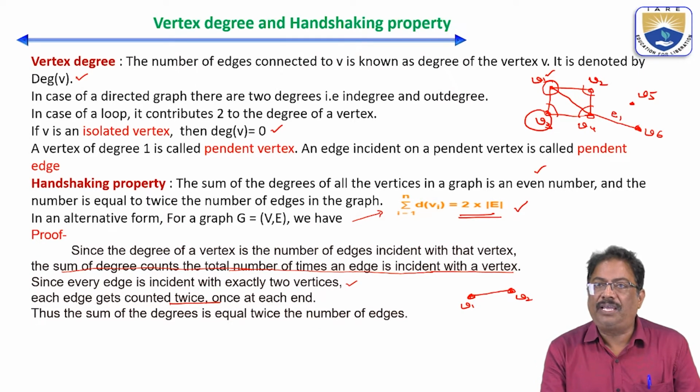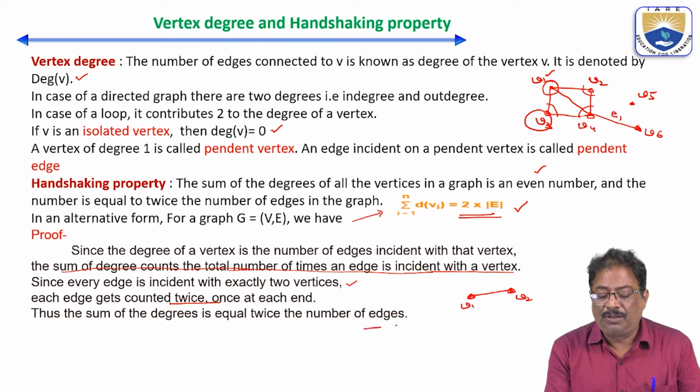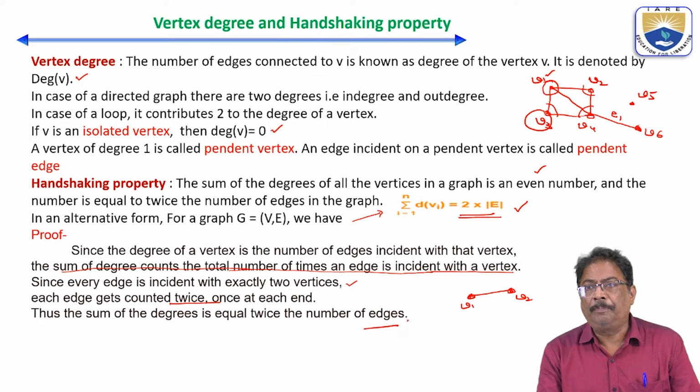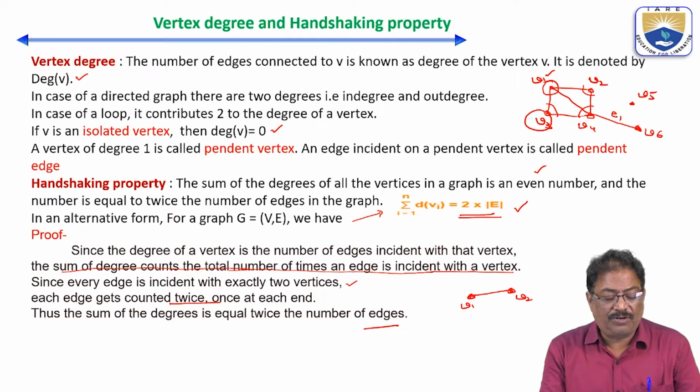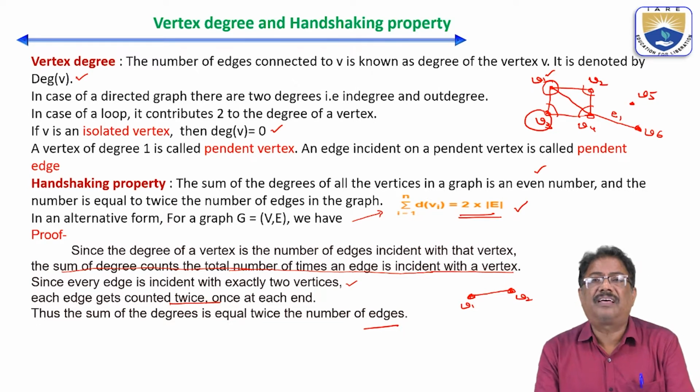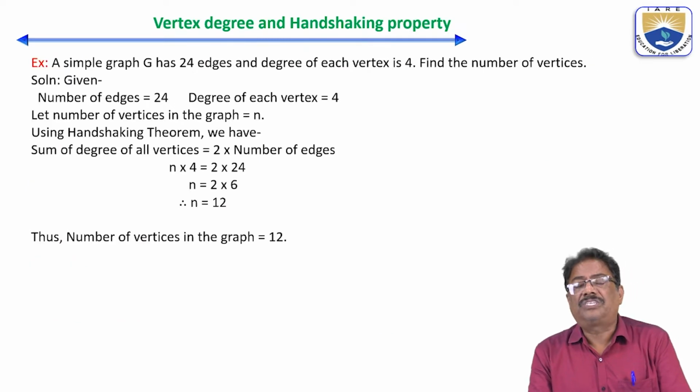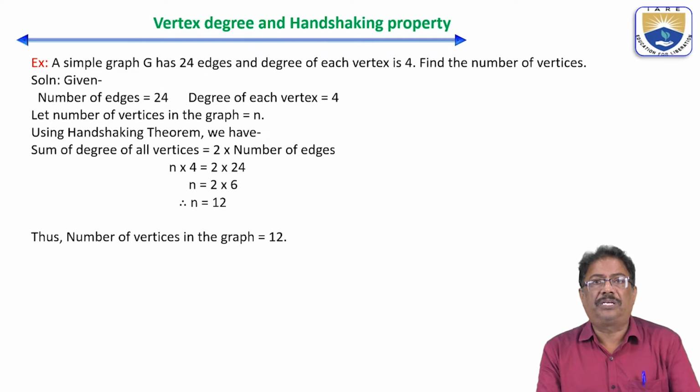Subsequently, we can get only the even number. So that's what we are going to say. This is one simple property that is known as the handshaking property. Now we are going to discuss some of the problems which are related to the handshaking property.